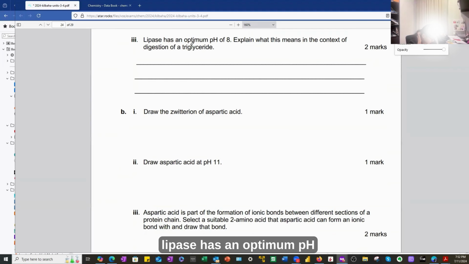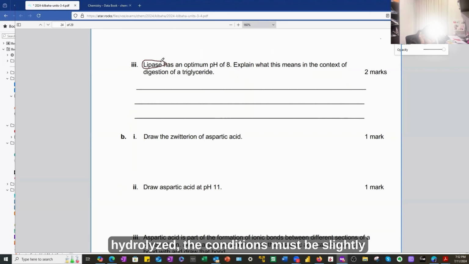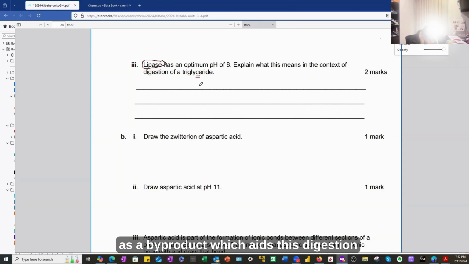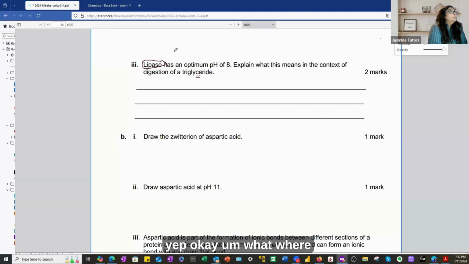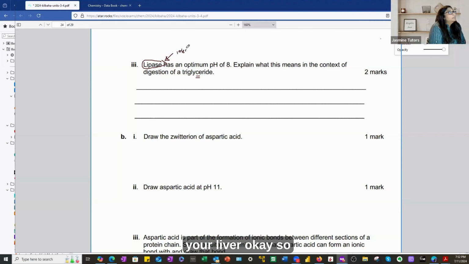Lipase has an optimum pH of that. I said that for the triglyceride to be effectively hydrolyzed, the conditions must be slightly basic with excess OH available, which reacts with the C double bond O, COOH and NH2 groups. Triglycerides may form water as a byproduct, which aids this digestion. Where do we find lipase in your digestion system? In your stomach, intestines, your liver.